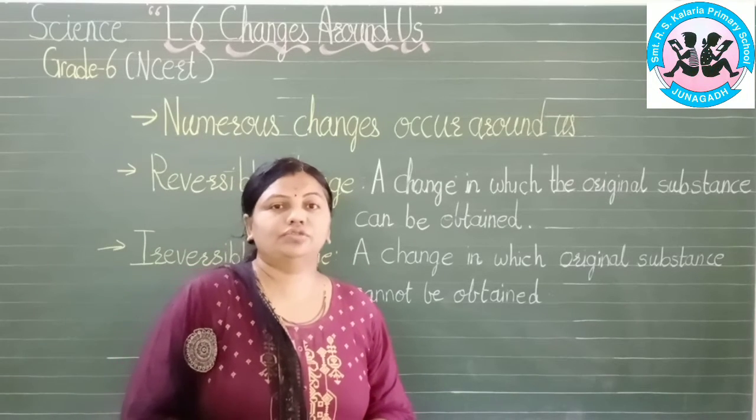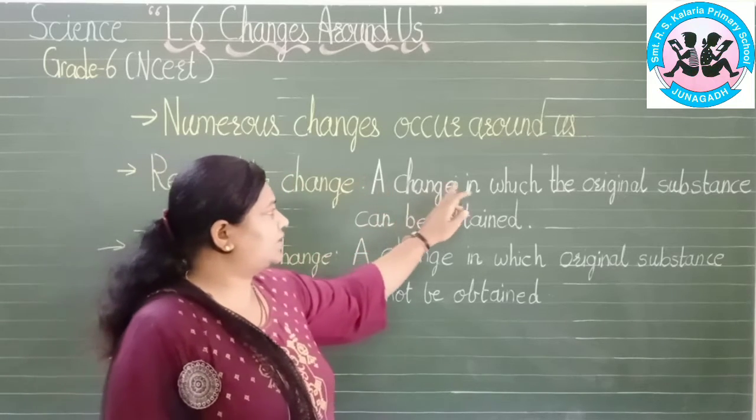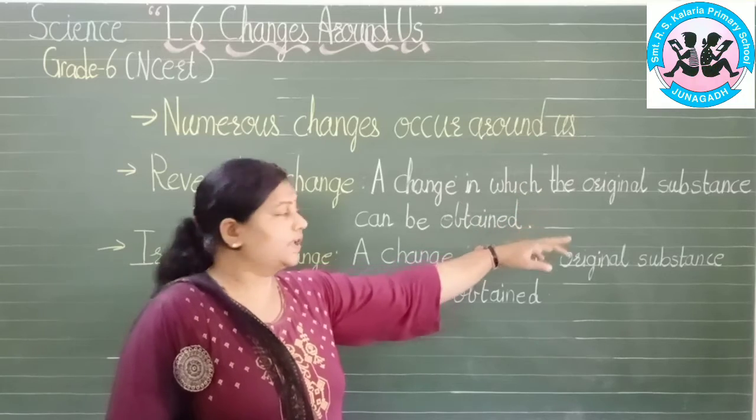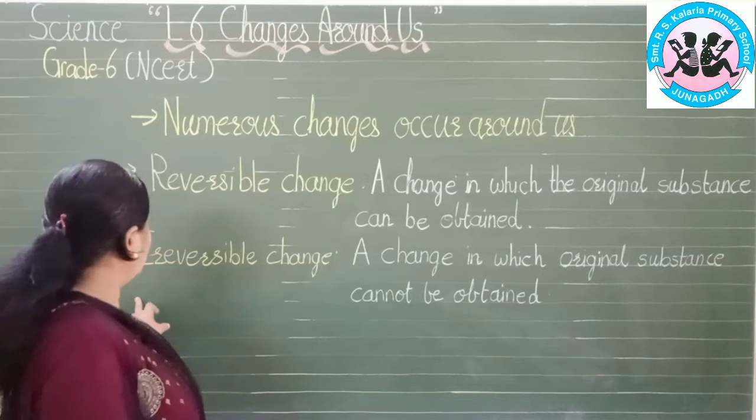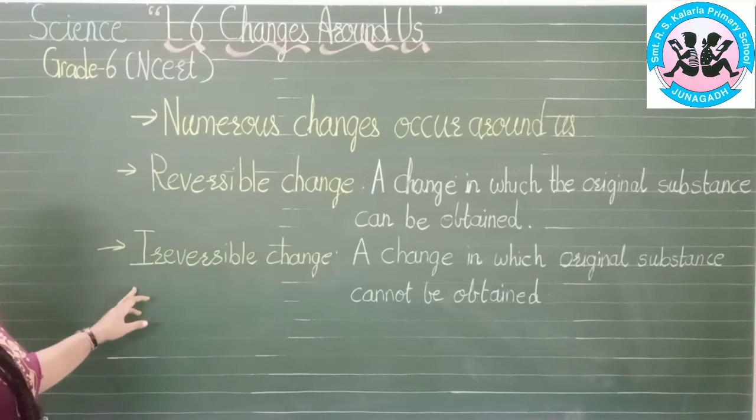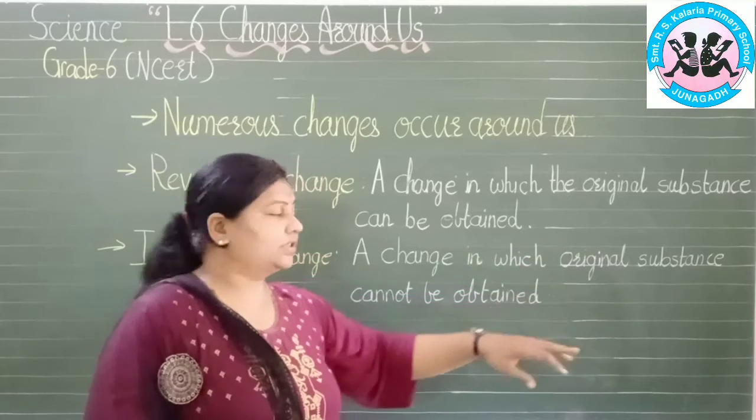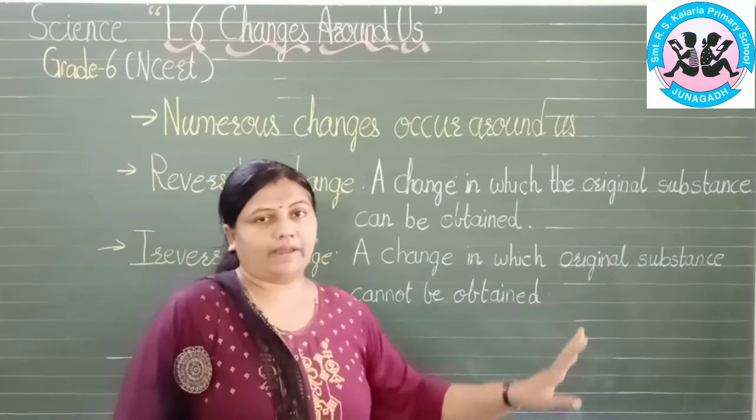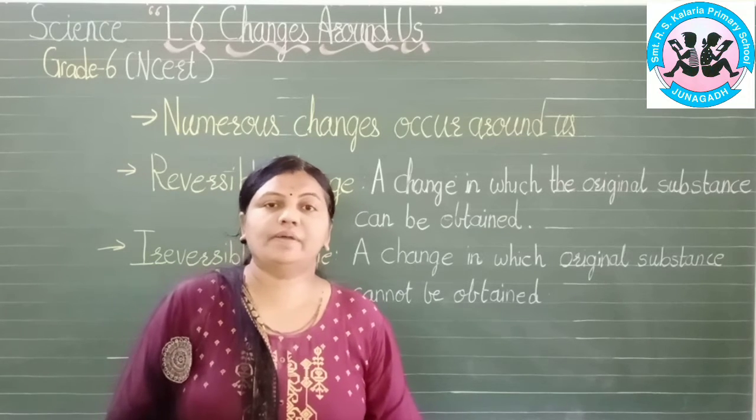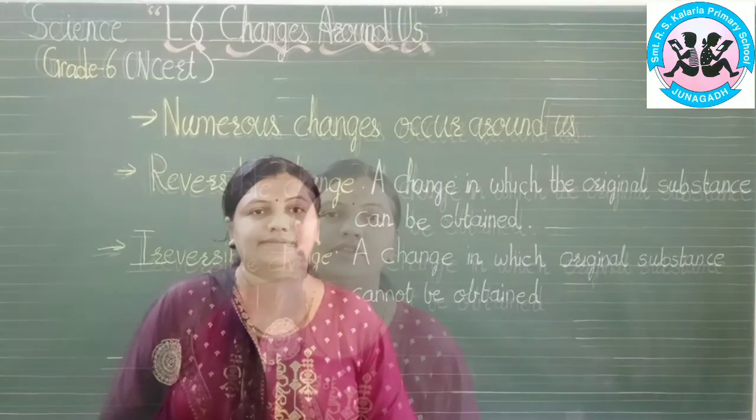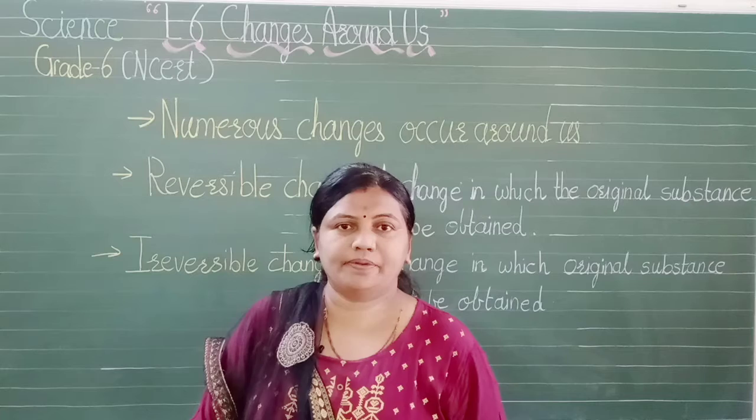So here we have learned two kinds of change. Reversible change means a change in which the original substance can be obtained back, isn't it? And irreversible change means a kind of change in which the original substance cannot be obtained back. I hope you are clear this much. Now we will see some examples related to this. Let us understand more clearly by taking some examples.